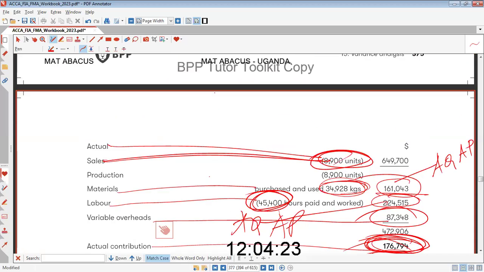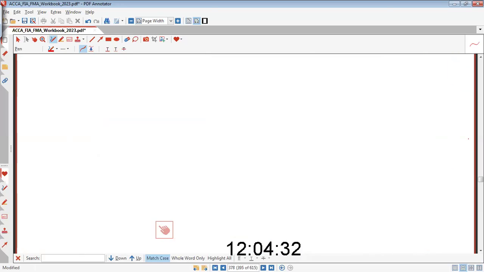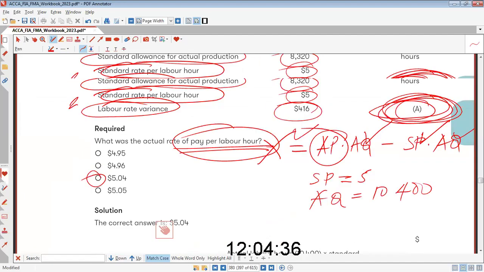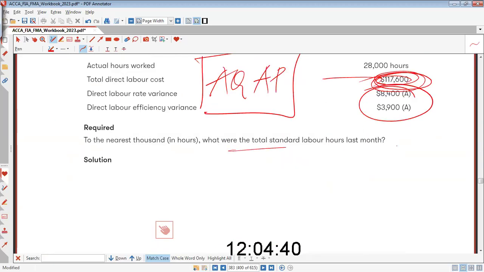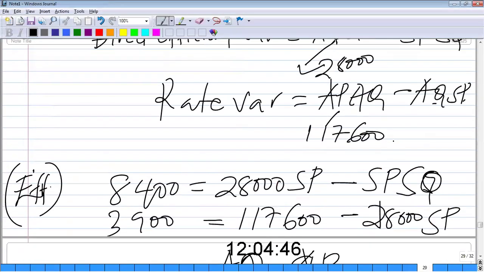Remember, we're picking from this actual. We are picking this as AQ, AP. Okay, now we have it. So now, what are they asking for before we digress a lot? They're asking for the standard labor hours worked last month. So we can start by getting the standard.